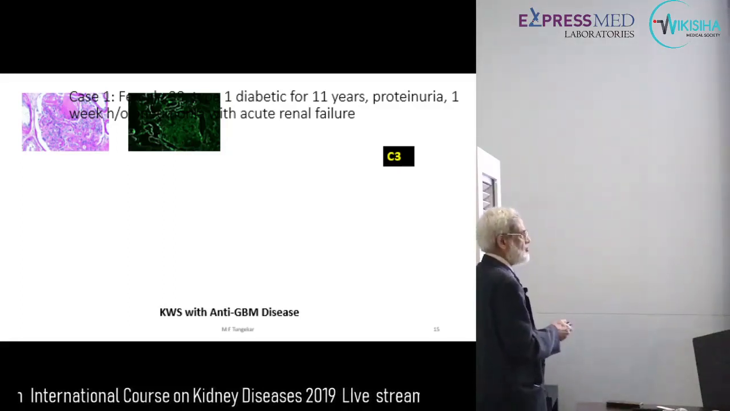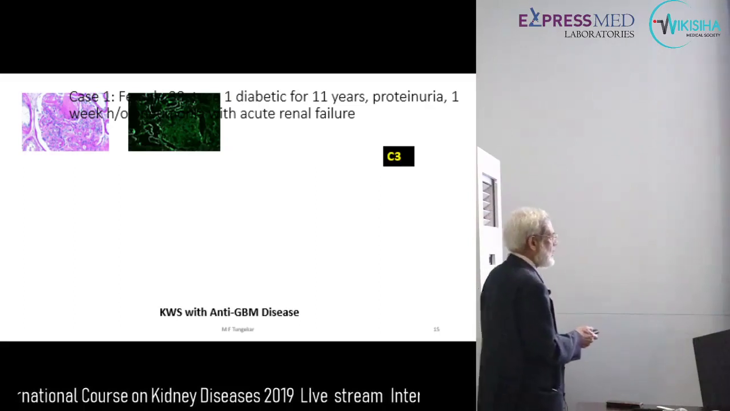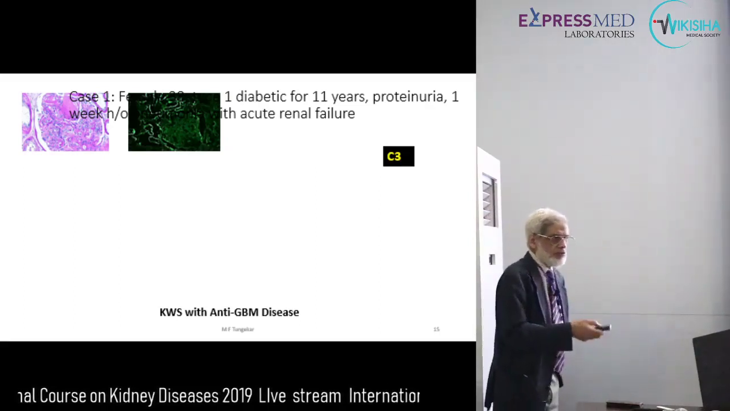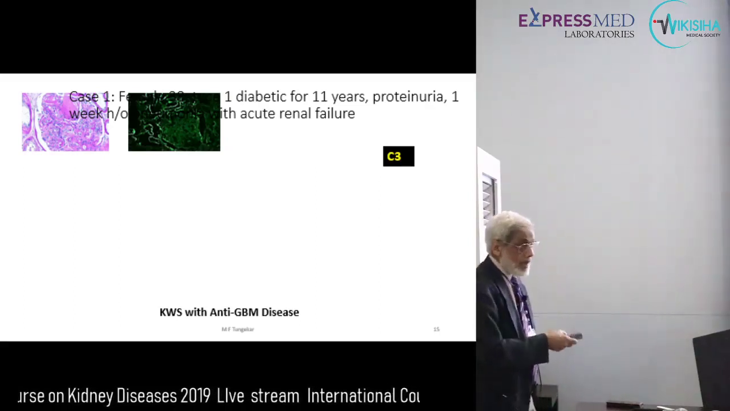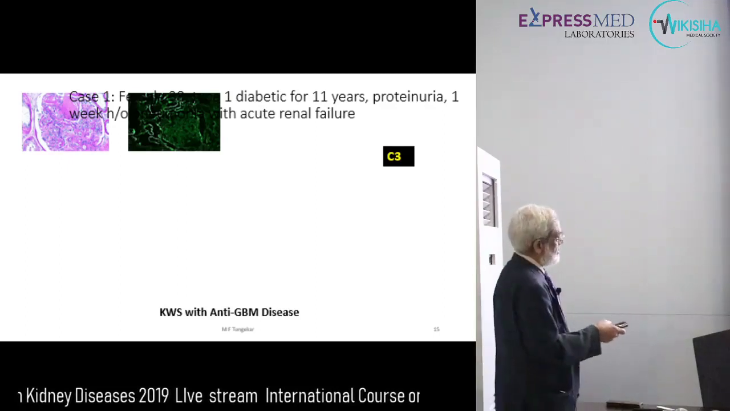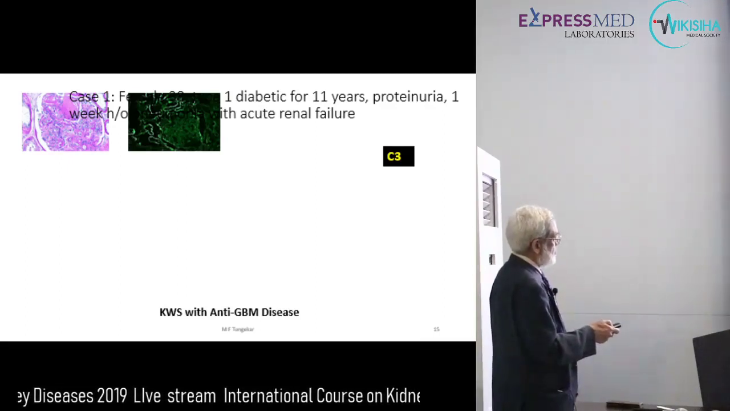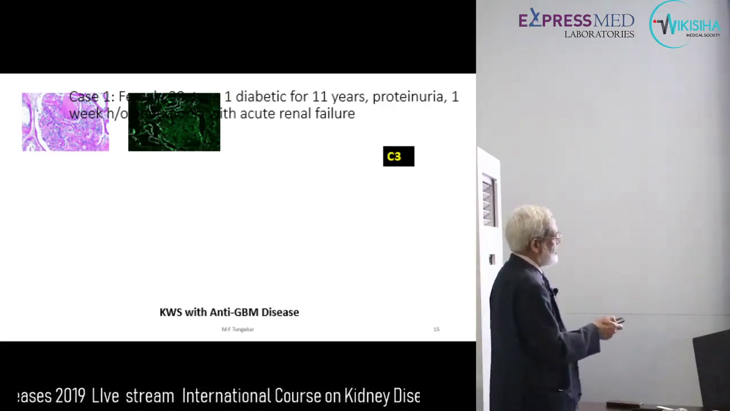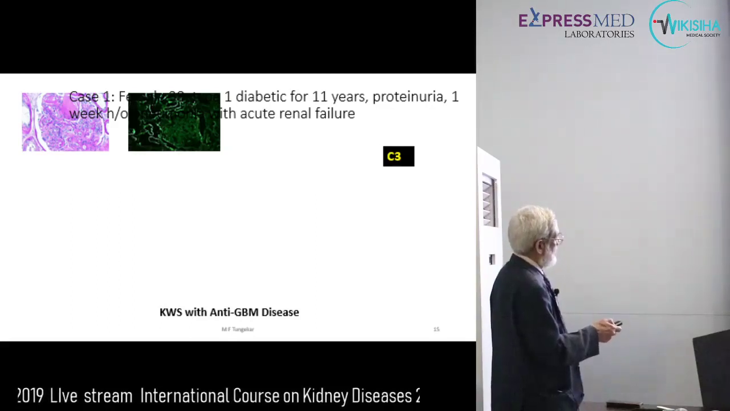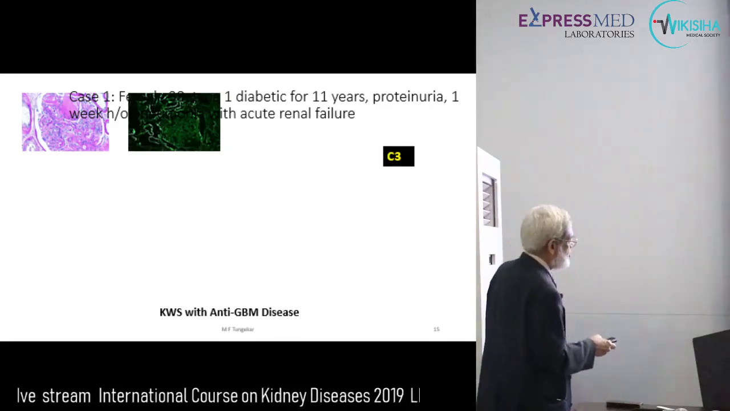Practice here is that anti-GBM results are known at least 2 weeks later, so you can't wait for that long. So biopsy diagnosis is very important. Clinically it can be suspected. This was KW nodule in anti-GBM disease.